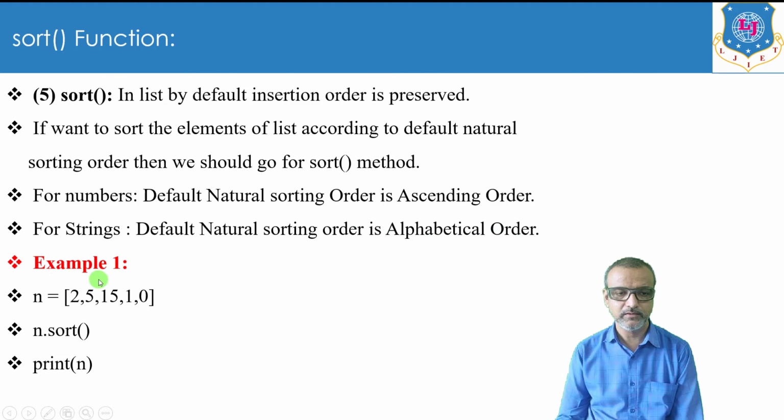Example 1, if we just write down n equals to these elements in the list, that is 2, 5, 15, 1, 0. And if we write down n dot sort and then print n, what will be the output after applying this sort function? It will give us the elements in ascending order.